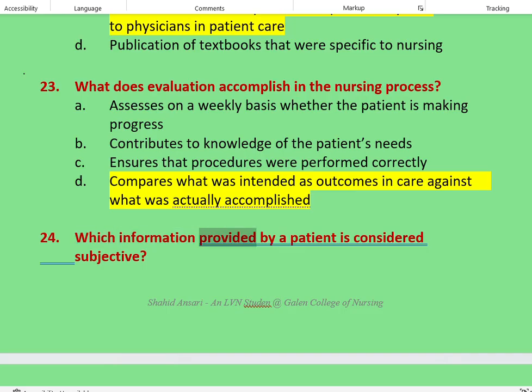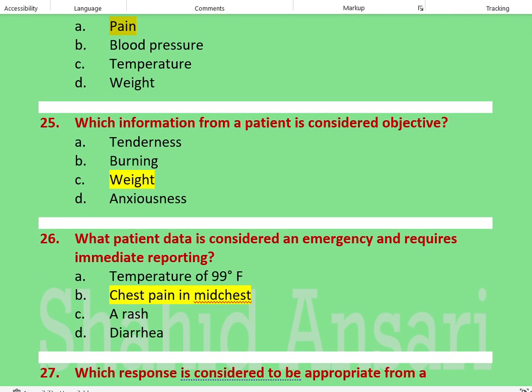24. Which information provided by a patient is considered subjective? A. Pain. B. Blood pressure. C. Temperature. D. Weight. 25. Which information from a patient is considered objective? A. Tenderness. B. Burning. C. Weight. D. Anxiousness.